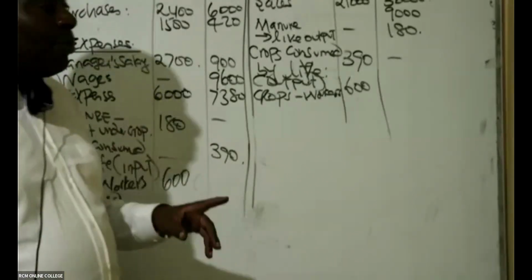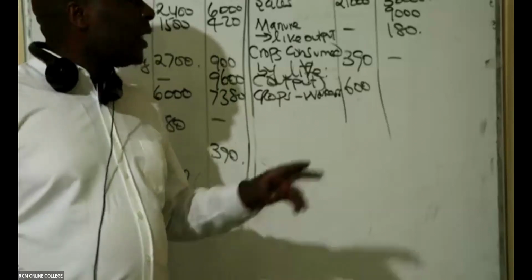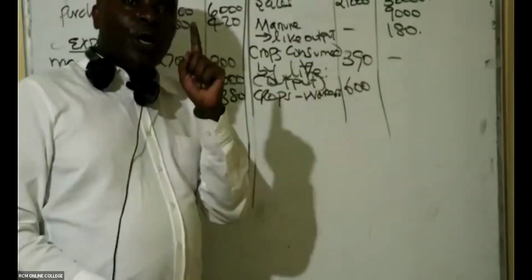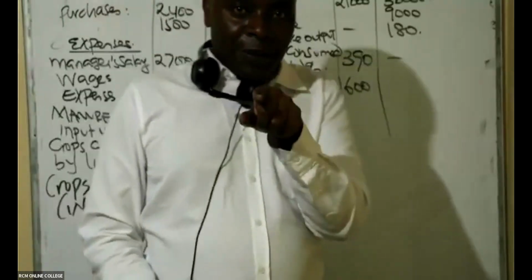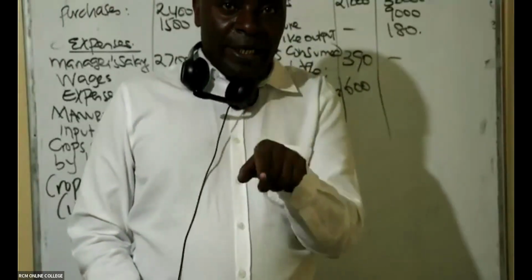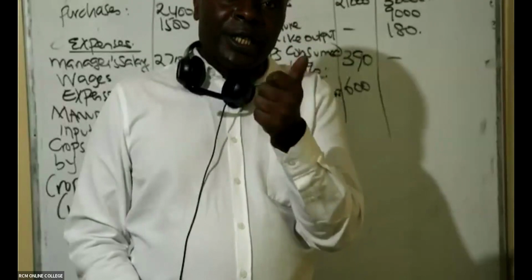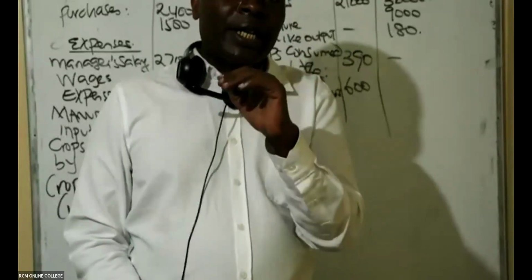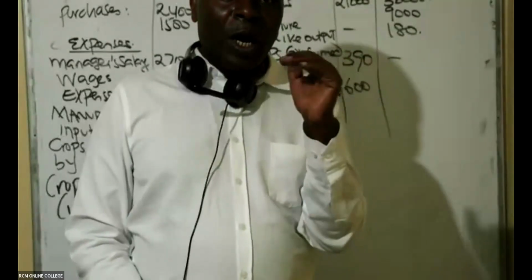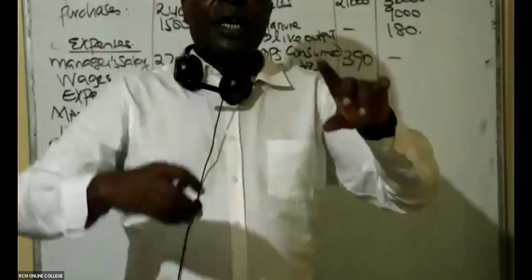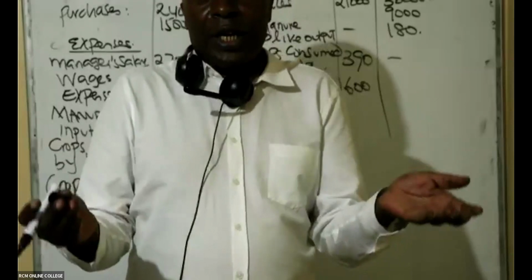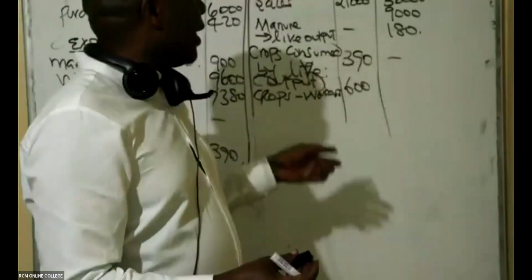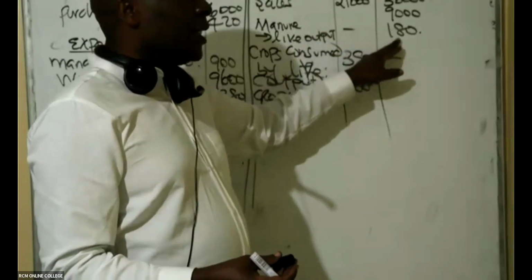So in part here, input and output. Now we are told that manure worth 180 was taken to the crops. So you ask yourself, who produces this manure? It is the livestock. So the manure from livestock is an output. If it's an output, remember our assets, you're losing, you're giving away. So you come here and the manure as an output, you credit here.